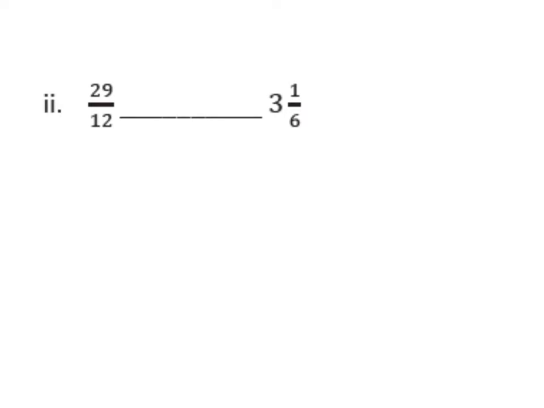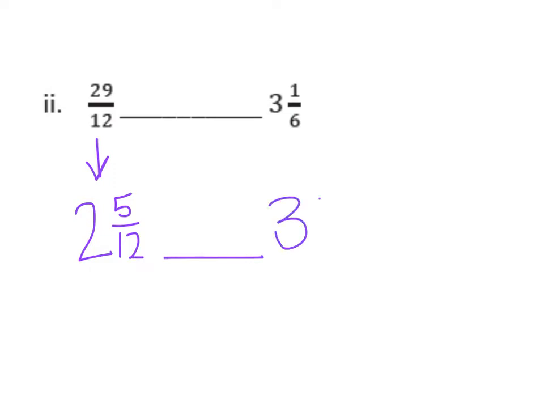Let's look at the second one for number 1b. We have 29/12 again and 3 1/6. Since we already did the work for the first fraction, we can just rewrite 29/12 as 2 and 5/12. Then we can rewrite the problem and compare the mixed numbers.